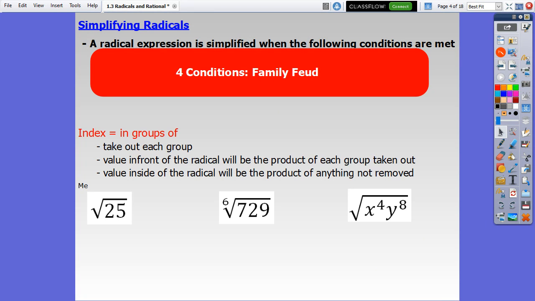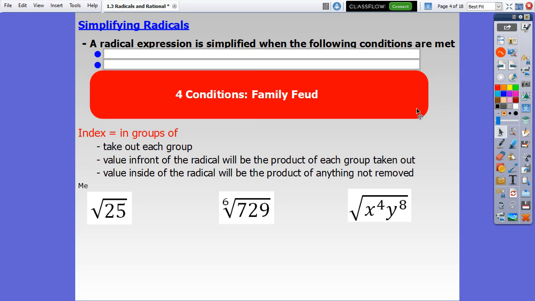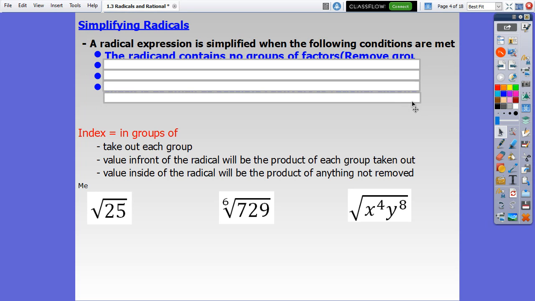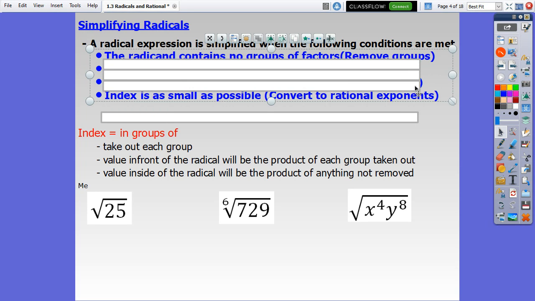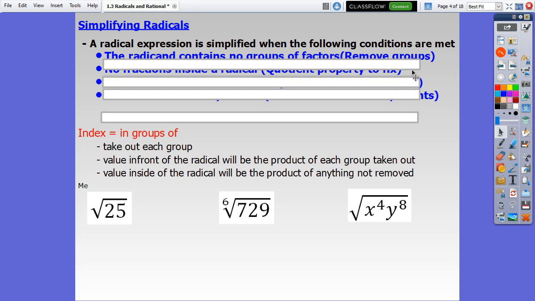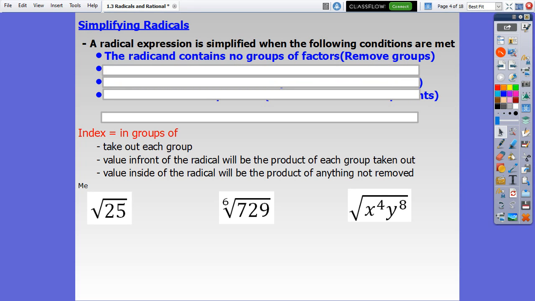So I want to go ahead and share with you all 4 conditions that need to be met in order for a radical to be simplified. So this is a little bit like the Family Feud where there's 4 things that you've got to identify. The first one that we're looking at is all the radicands. So in other words, the groups need to be removed. The radicand contains no groups of factors, so we need to remove the groups. So we're going to be doing that right now.